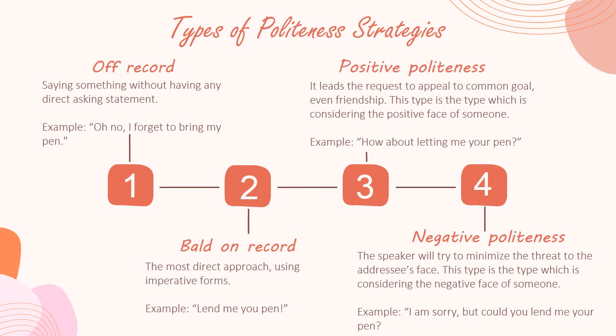And the last one is negative politeness. It is performing a face-saving act. The speaker will try to minimize the threat to the addressee's face. This type is the type which is considering the negative face of someone. The most typical form used is a question containing a modal verb. For example, I'm sorry, but could you lend me your pen?